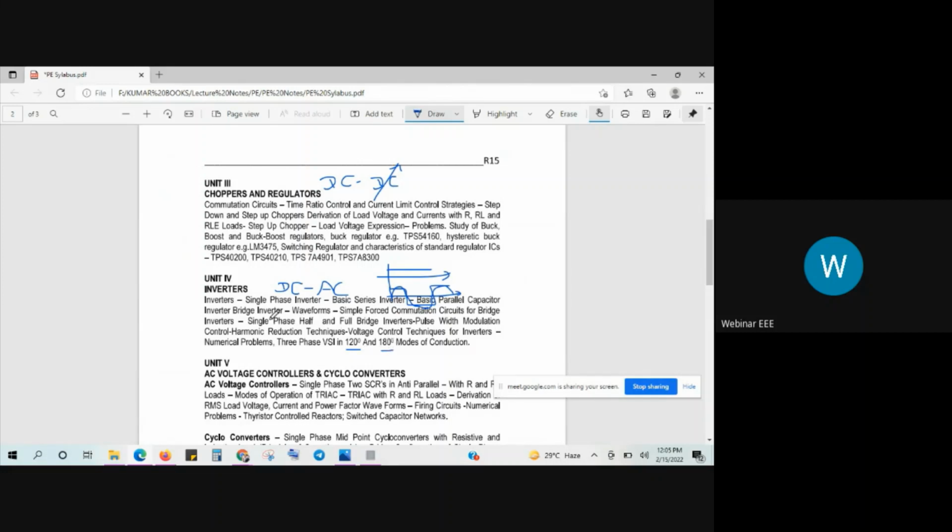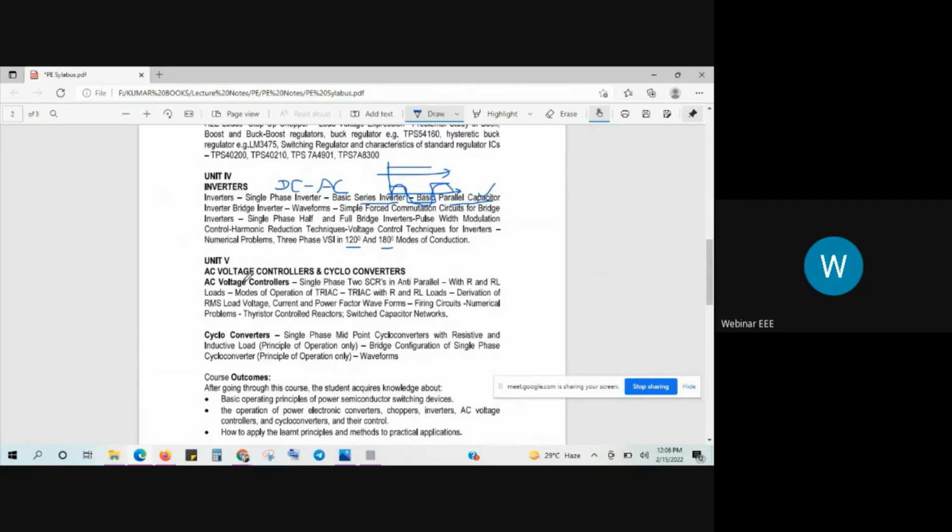Okay. So here we have a basic series inverter and basic parallel inverter, based upon the commutating element. So you may get questions on what is the difference, how commutating elements are connected. If the commutating elements L and C are connected in series, we can call it a series inverter. Similarly, if the commutating elements L and C are in parallel, then we call it a parallel inverter.